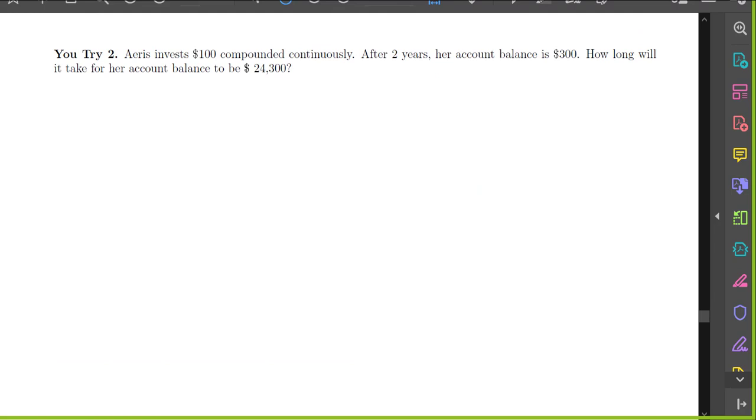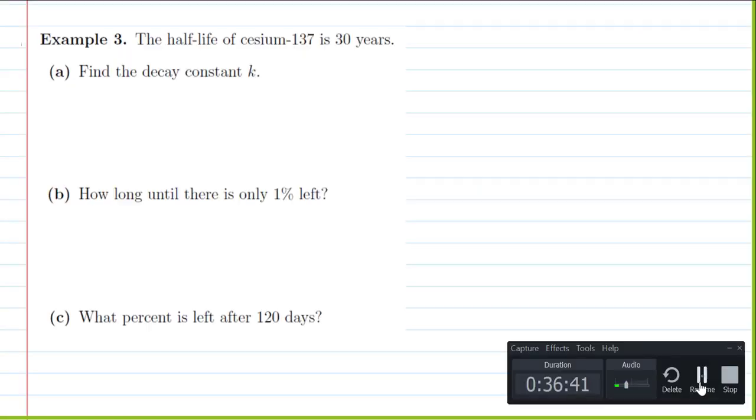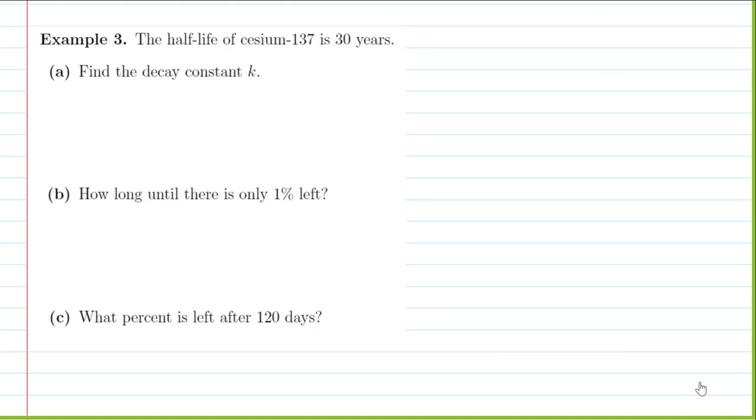I forgot to let you guys do your U-turn. All right. So we want to find the decay constant k. Well, we know from the work we did earlier that k is the natural logarithm of 2 divided by h, where h is the half-life. So the half-life of cesium-137 is 30 years, so it's going to be the ln of 2 divided by 30.